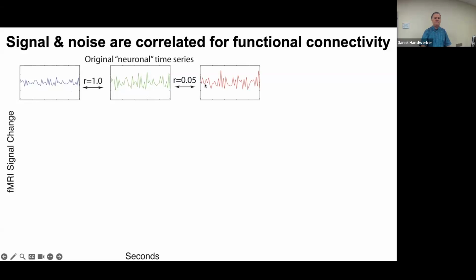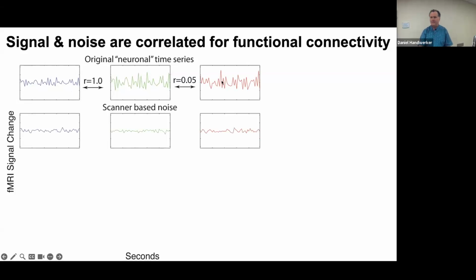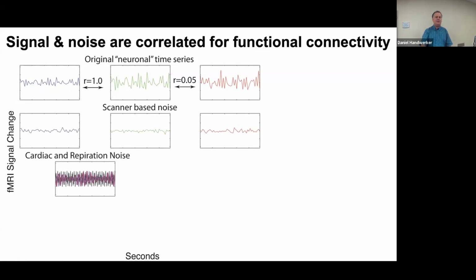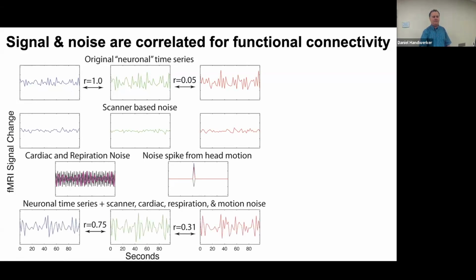And I have another time series, which is different, and the R value is 0.05 between the green and the red. I'm going to add the scanner-based noise, which we always see. This is just random noise. I'm going to add cardiac and respiration noise, which has temporal structure to it. And I'm also going to add a spike because they moved their head at some point and we got that signal artifact. So now what do we have? The two time series that were initially identical are still highly correlated, R of about 0.5, which is significant by anything we do. But these other two time series are now at R equals 0.31.